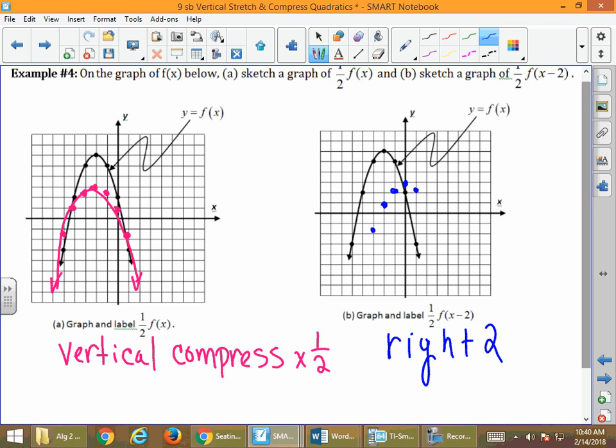And here. And here. All of those pink points there, we're moving them right 2 spaces. And then we'll have our complete function of 1/2 times the function minus 2. 1/2 f of the quantity of x minus 2 is said better.